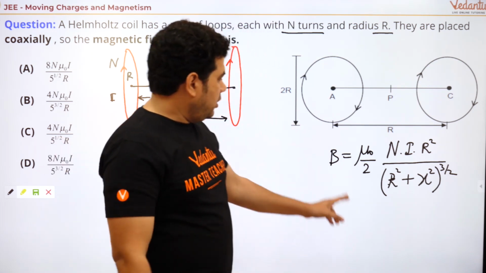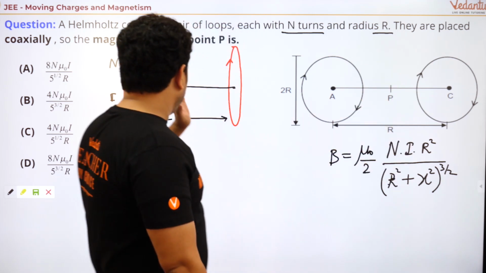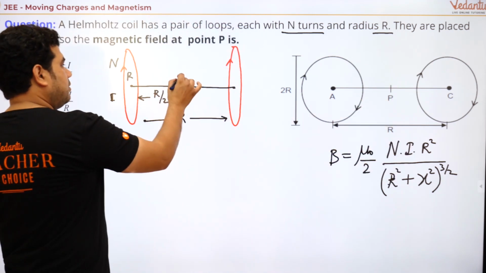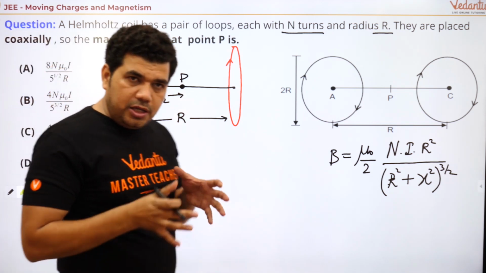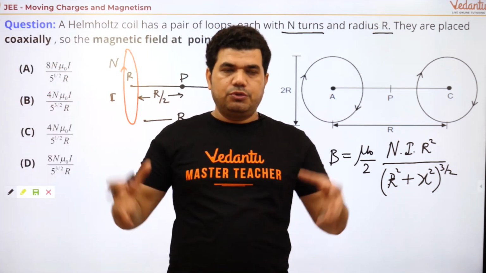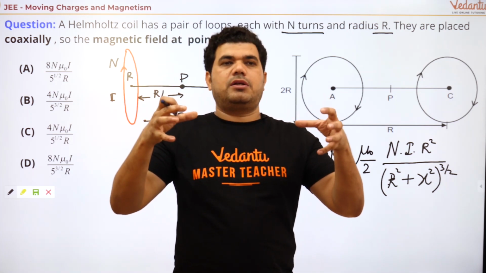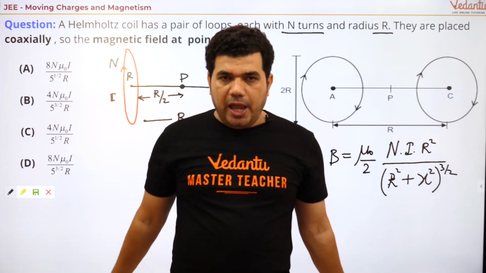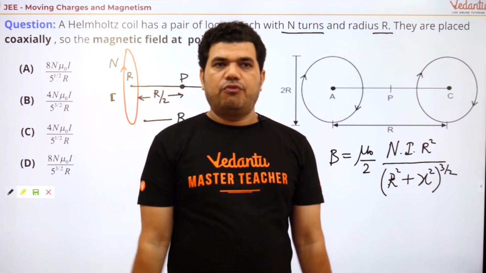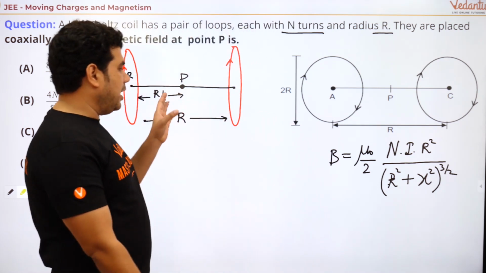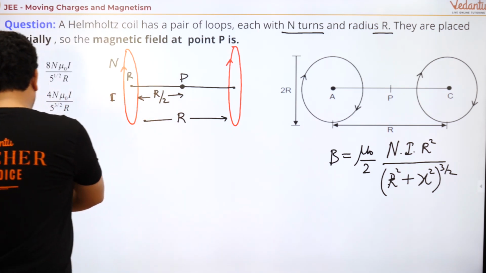Right? So this is the formula we have to use here for this P point. X is r by 2. And if the direction of magnetic field due to these two coils is the same, then we have to add. If it is opposite, then we have to subtract. So first we have to find the magnetic field due to one coil.